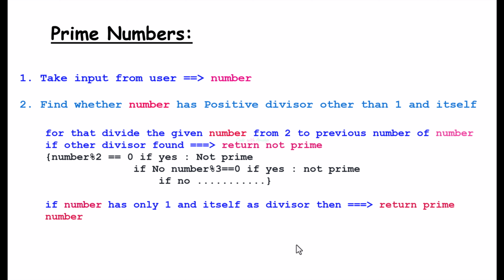If the remainder is not 0, then divide the number by 3, check for the remainder. And if the remainder is 0, then 3 is a positive divisor of the given number. Stop. The given number is not a prime number. If the remainder is not 0, then go to the next number. So we need to do this till the previous number of the given number.